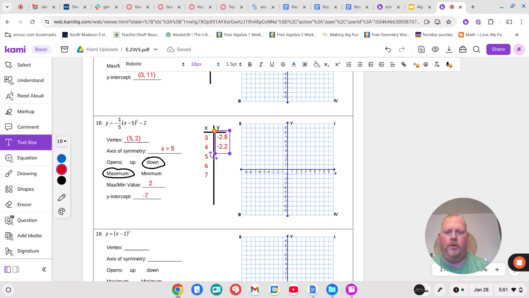5 I know is going to be a positive 2. Or is that positive 2? Oh, I made a mistake. For my vertex, it should be a negative 2. That changes my maximum and minimum value as well. See, it's okay to make mistakes, but just try to catch them. All right, and because this is going to be symmetrical, I know my other values are negative 2.2 and negative 2.8.